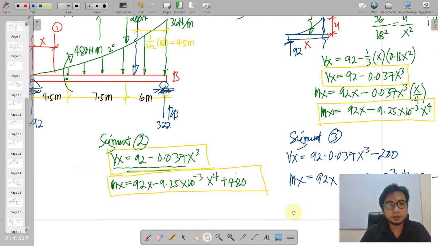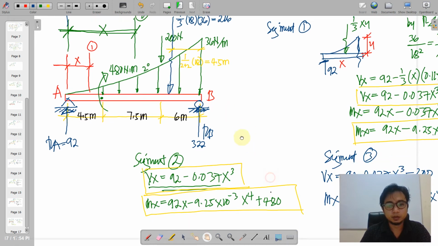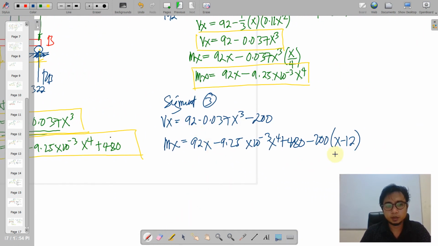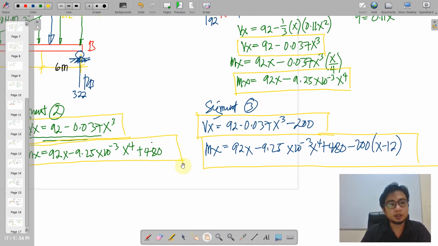times the moment arm. What will be the moment arm of 200 if this is cut at that portion? This is a variable from the end of 7.5. So 7.5 plus 4.5 is 12. Therefore, the remaining distance here is x minus 12. So that is placed there. Now we have our equations Vx and Mx, and this covers everything we need in the beam span.